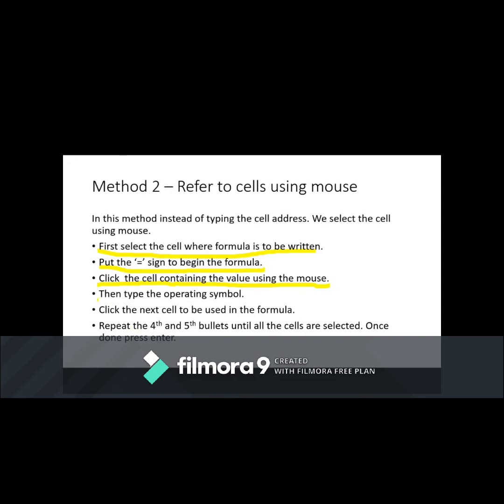After selecting the cell with the mouse, we put the operating symbol. Here we are doing addition, so we put the plus sign from the keyboard. Then again click the next cell by using the mouse, which is to be used in the formula, and then we repeat the same fourth and fifth bullets. The fourth bullet is to type the operating symbol, and the fifth bullet is to click the next cell by using the mouse. We repeat this process until all the cells are selected. Once all the cells are selected, we press the enter key, and as soon as we press it, we get the result.